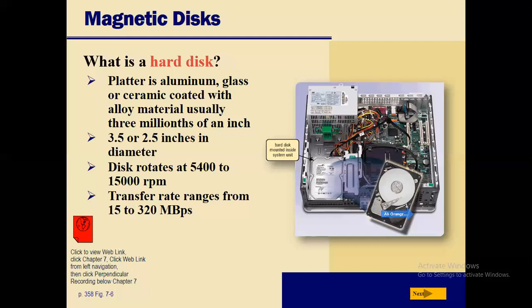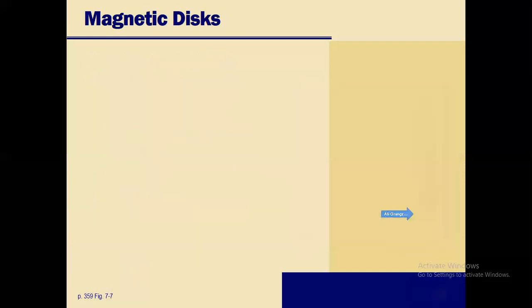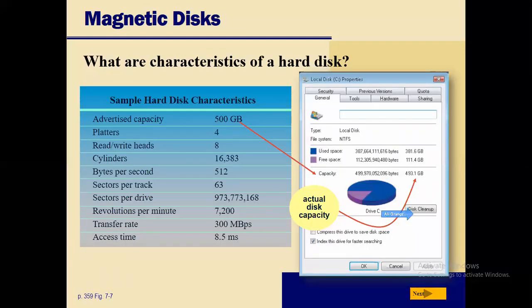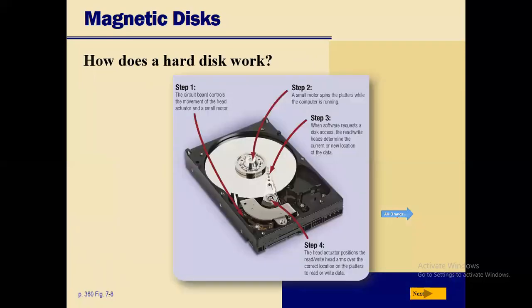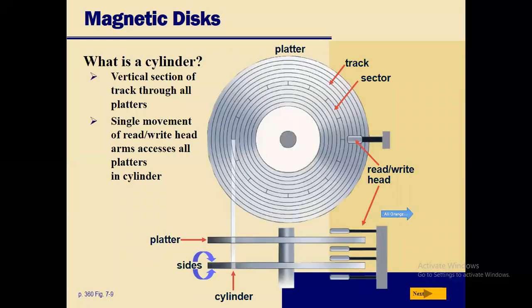Initially, the operating system... these are the cylinders. Some sectors are basically one of the segmented areas, a vertical section of the track through all the platters, where a single movement of the read-write head arm's axis is available.